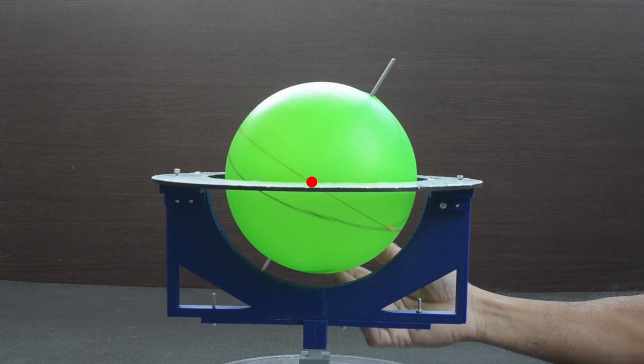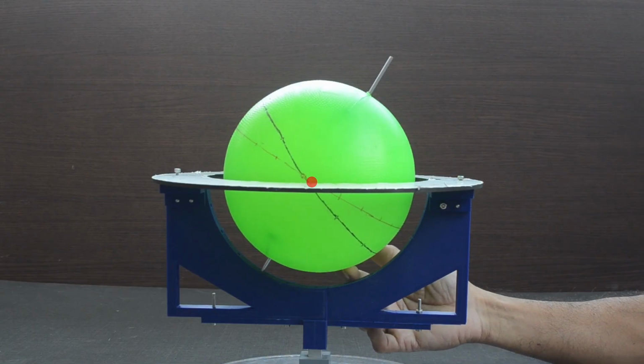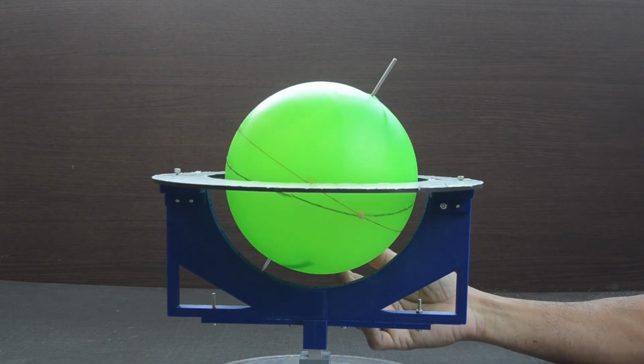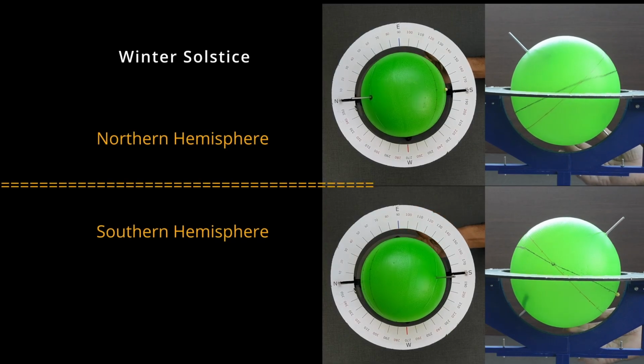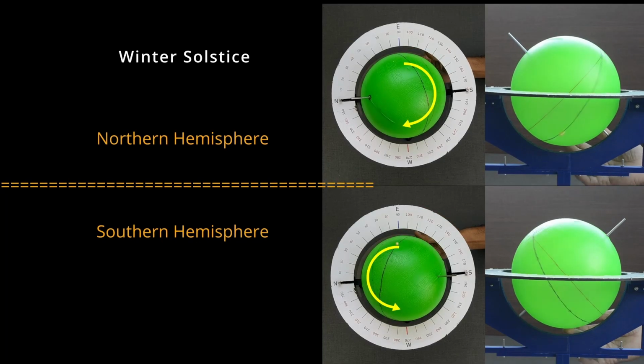How about the southern hemisphere? It's the same for the southern hemisphere as well. The only change is the direction of the Sun around the zenith. It is on the other side as compared to the northern hemisphere. In the northern hemisphere, it is clockwise, while in the southern hemisphere, it is anti-clockwise.